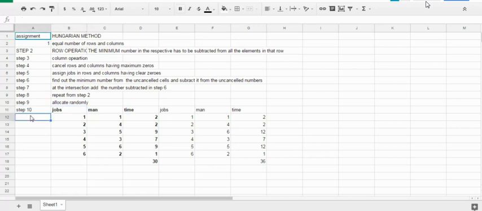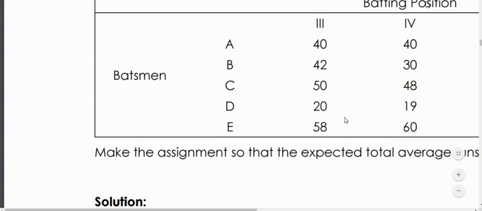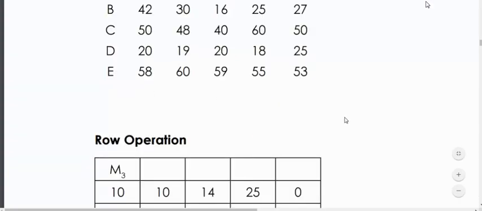Step 10 is to provide the solution, wherein you will tell that this job has to be allocated to this person and this is the time it would take, or whatever is given, the average runs that can be scored as per the second illustration. So that is how you have to give your answer in the assignment question.